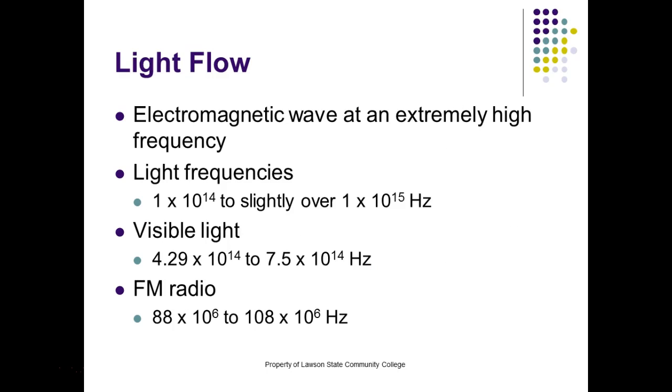Need to understand a little bit about light. These are electromagnetic waves at extremely high frequencies. Light frequencies are 1 times 10 to the 14th, or slightly over 1 times 10 to the 15th. These are the range of frequencies of visible light: 4.29 times 10 to the 14 to 7.5 times 10 to the 14 hertz. And relative to radio, FM.